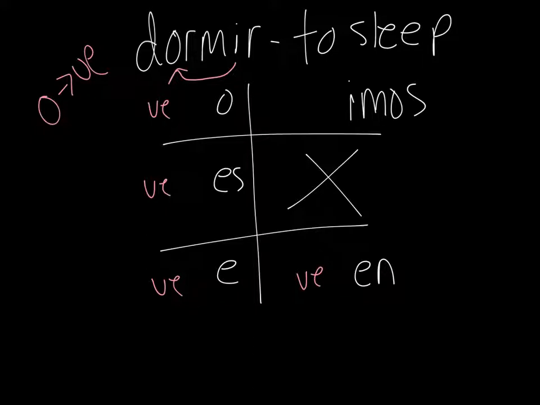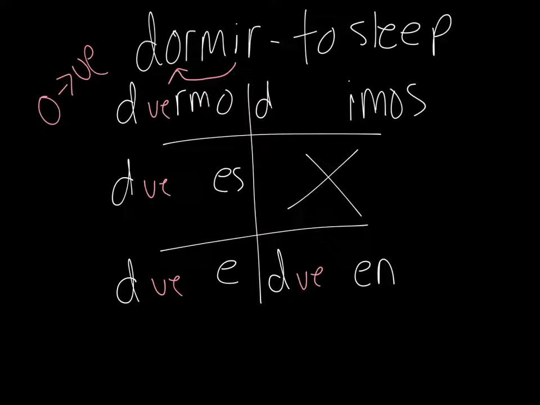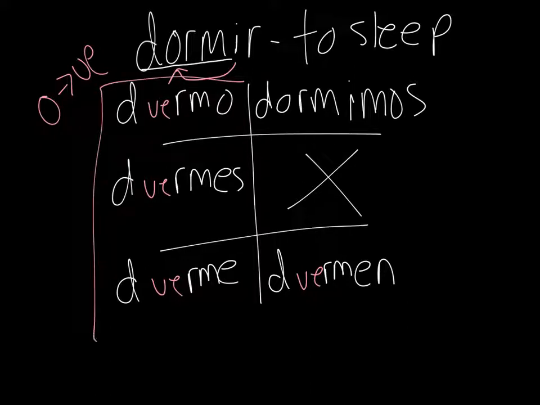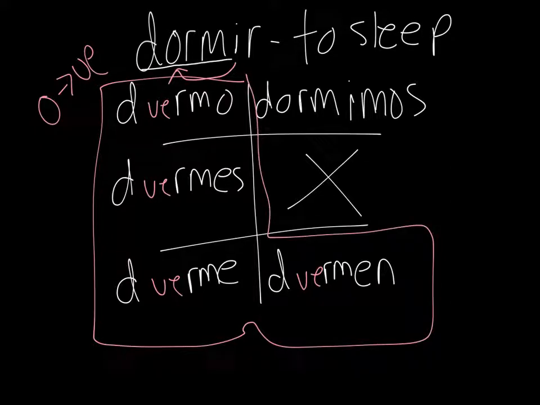Now let's write the remainder of the stem. D, UE, then we have an R, then we have an M. Except in the nosotros spot, it's going to be DORM. And then this is where you can actually see the boot for the stem changer. Duermo, duermes, duerme, duermen, and then dormimos right here, which you do not change the stem.